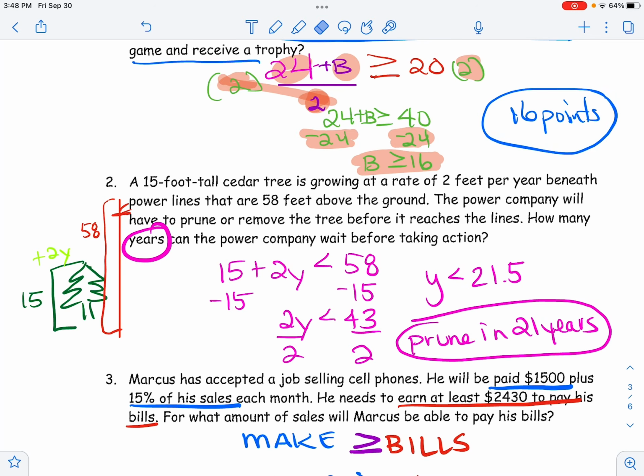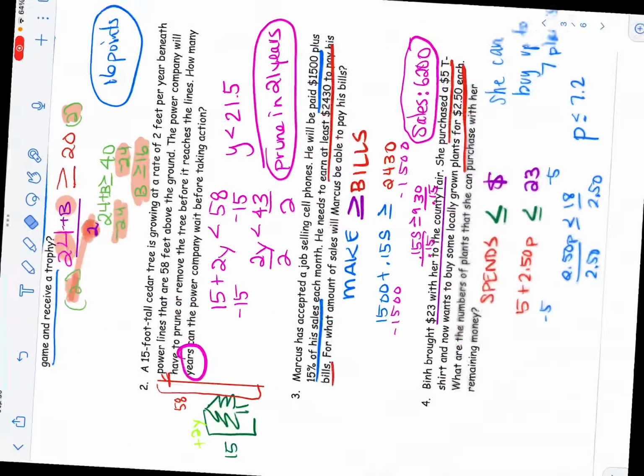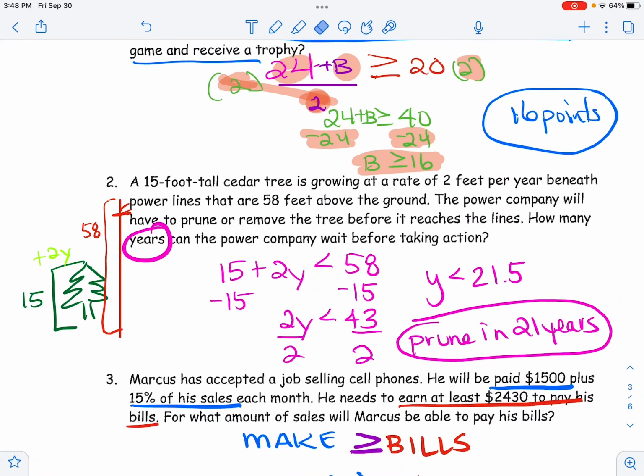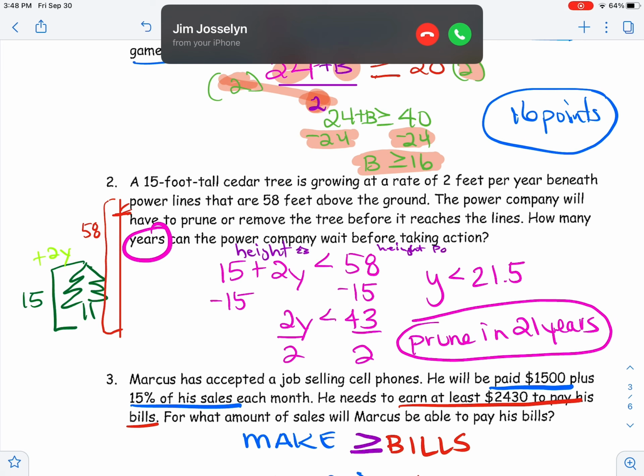So I go ahead and say 15 plus 2 feet, it's going to grow every year. So this must mean that this is the height side, right? And this is what we don't want it to reach, the height of the tree, and this is the height of the power line.